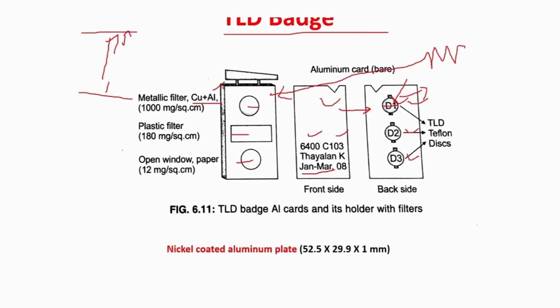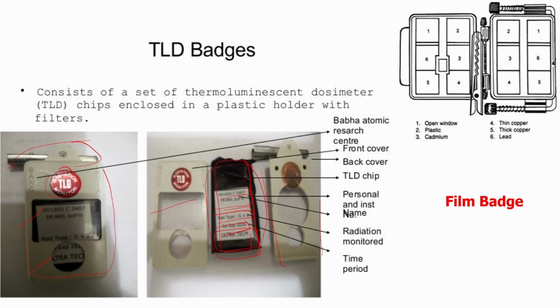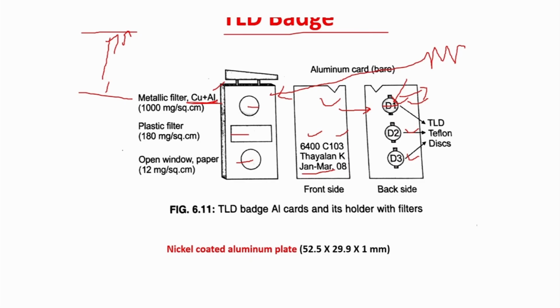Inside, look how it looks. The metallic part which we have seen is a combination of copper plus aluminium. On the front side it is aluminium, and on the back side it is copper. Such a combination is here, and there is a plastic filter like a perspex material, and there is an open window, and there are 3 discs. These are Teflon coated discs, but the inside material is CaSO4, and these 3 Teflon coated discs are placed like this.